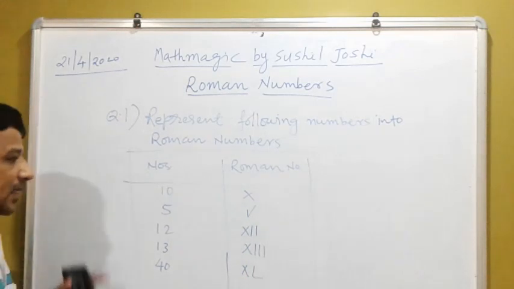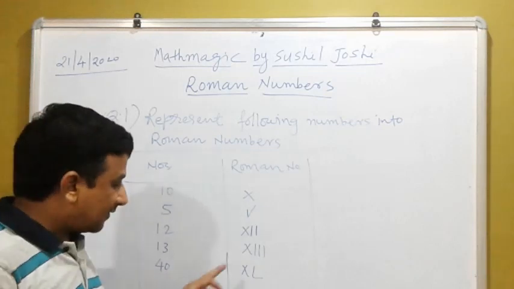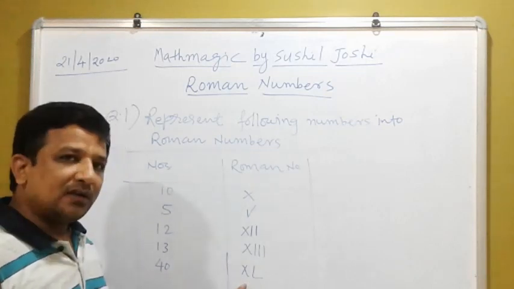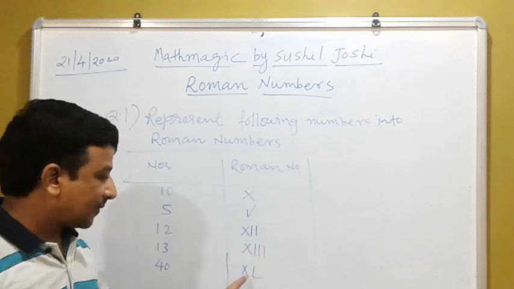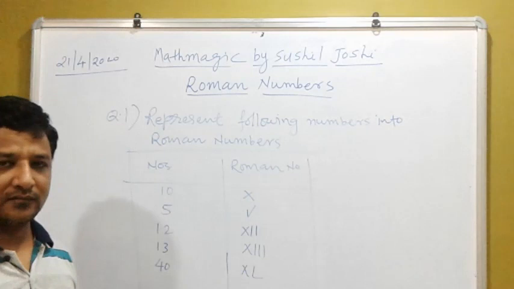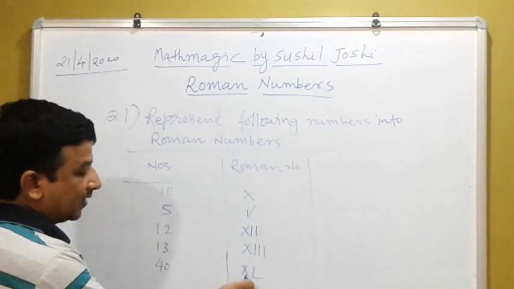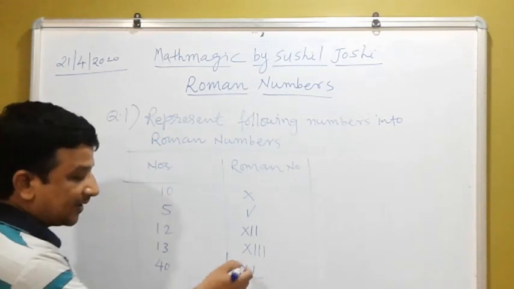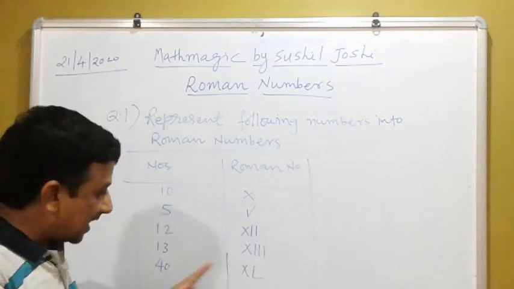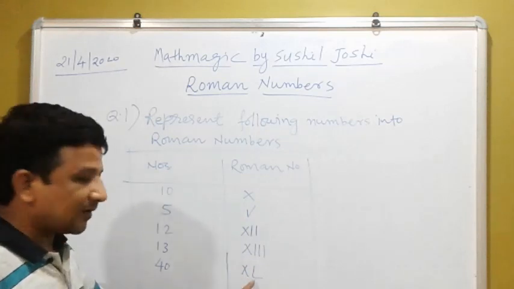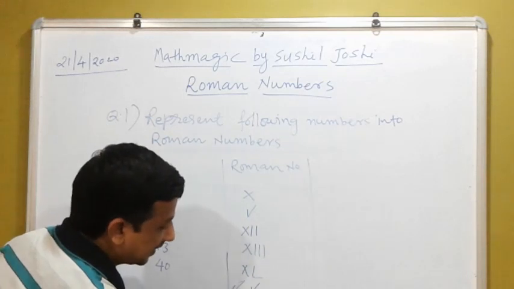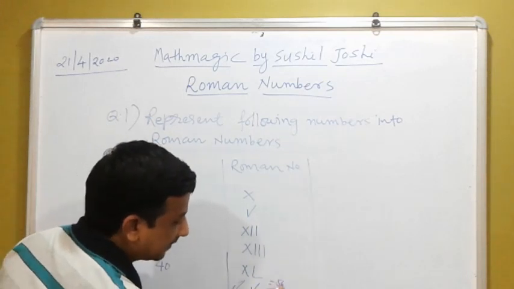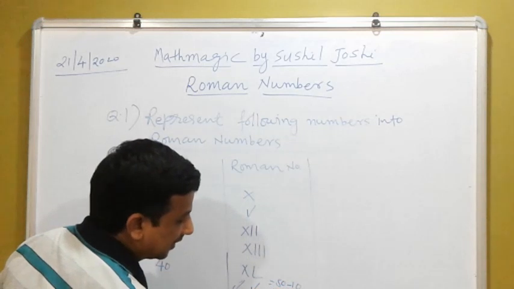So what is our third rule? Third rule says that whenever a smaller number is present to the left hand side of a greater number, it is rule number 2. A smaller number present to the left hand side of the greater number, that time you have to subtract it from the greater number. That means this 10, this 50, you have to subtract it. 50 minus 10, it represents 40.